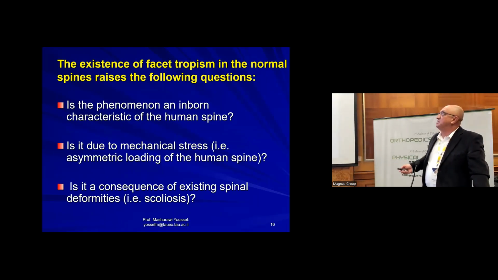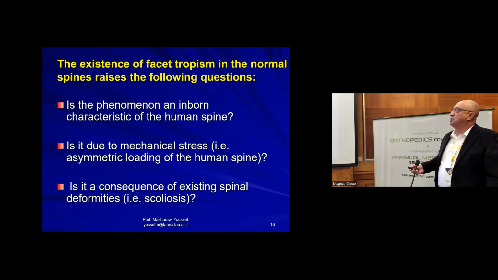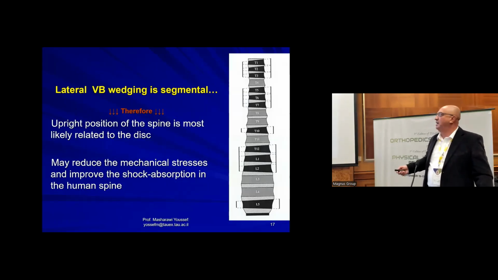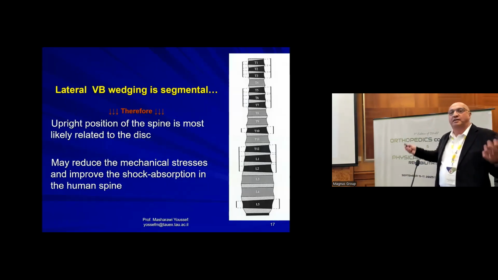So the existence of facet tropism actually raises the following question. Is the phenomenon of asymmetry an inborn characteristic of the human spine? Is it due to mechanical stresses? Is it a consequence of existing spine deformity? Many questions. I can't answer them all now, but there's definitely a need to understand how the spine is built.